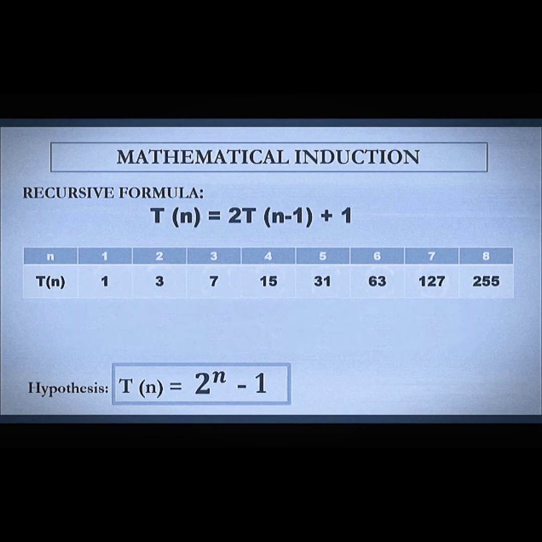Let us try this formula. n is equal to 1. So, our hypothesis 2 raised to n minus 1 will become 2 raised to 1 minus 1, which is equal to 1. Next, we have n is equal to 2. Our hypothesis will become 2 raised to 2 minus 1, which is equal to 3. Then, we have n is equal to 3. Our hypothesis will become 2 raised to 3 minus 1. 8 minus 1 is equal to 7.